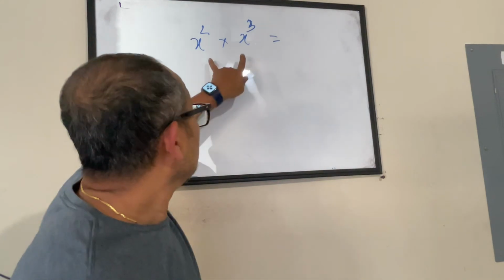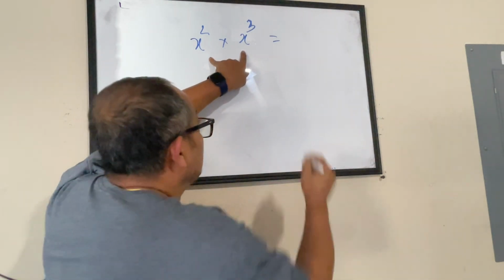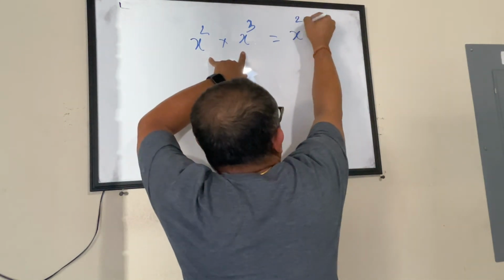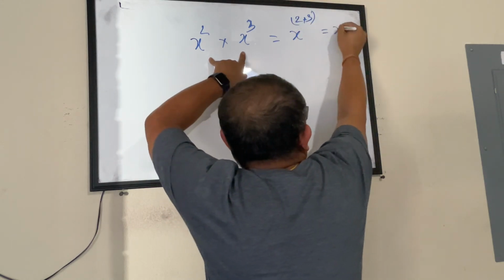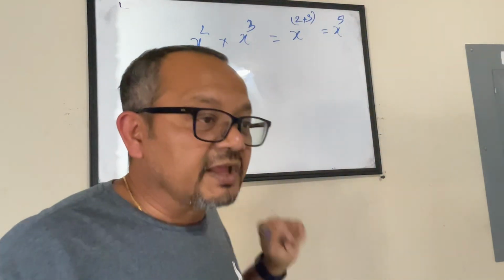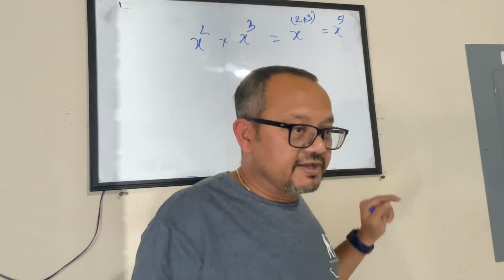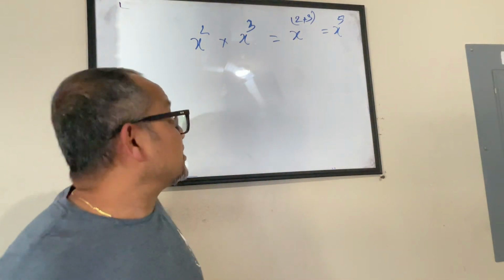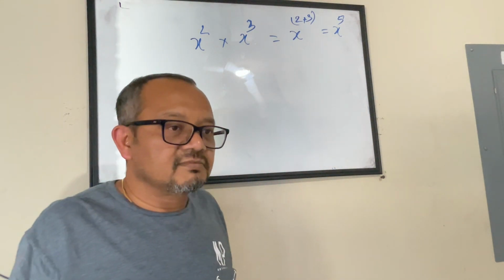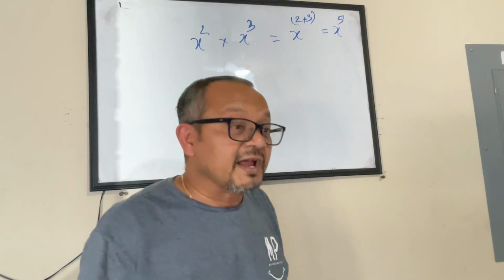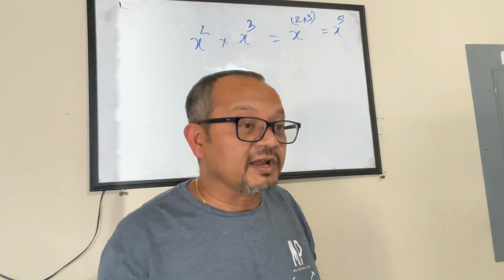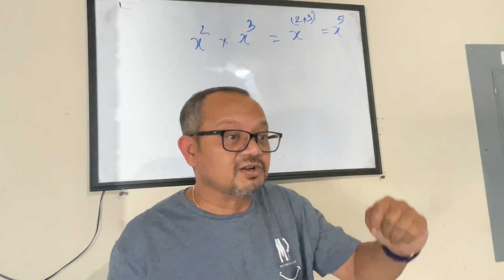x to the power 2 plus 3. That will be x to the power 5. And I must thank Tanu for saying it that way. Tanu could have told me x to the power 5. That would have been a point blank answer. I don't like a point blank answer. I need the process part of it.